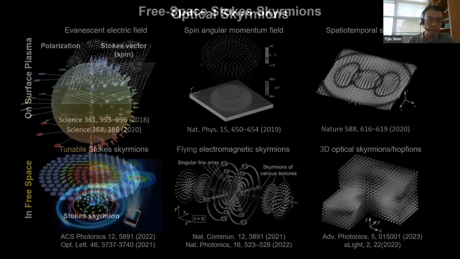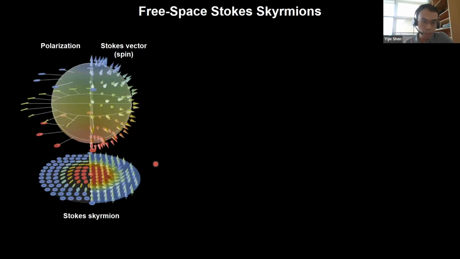What is a Stokes skyrmion? That means constructing a skyrmion vector texture from the Stokes vector. The Stokes vector characterizes all the polarization states. As we know, all the polarization states can be mapped on a Poincare sphere, with right-hand and left-hand circular polarization states as eigenstates mapped on the two poles, and all the elliptical polarization on the intermediate surface.